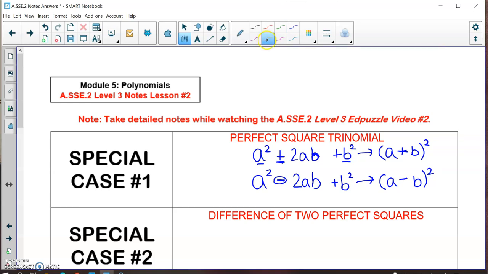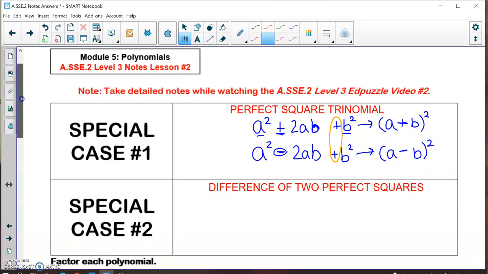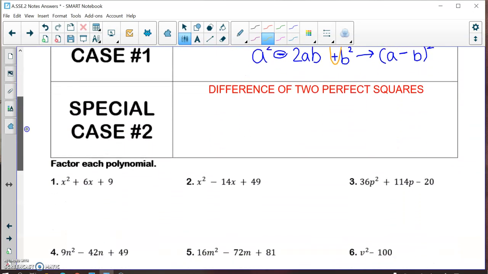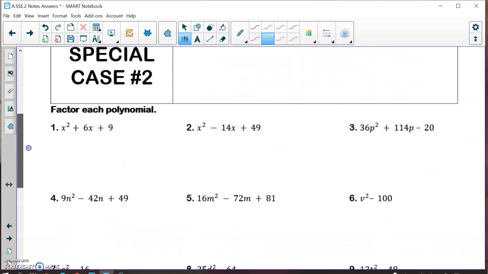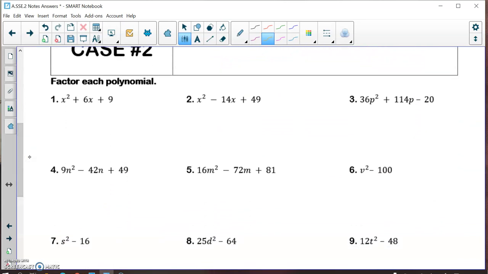Now, perfect square trinomials are only in these two formats. So if you have a minus sign between your second and last term, then that would not be considered a perfect square trinomial. All right, and then let's actually practice some before we move on to special case number 2.